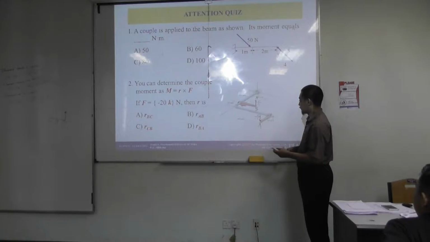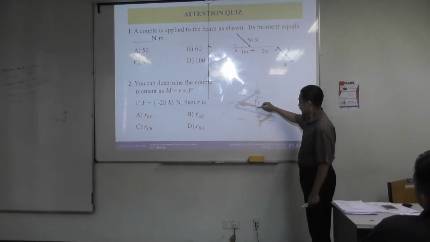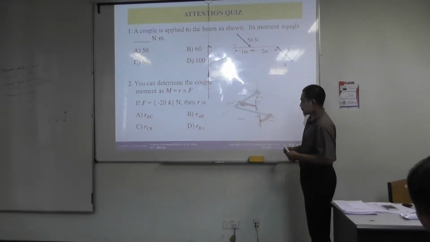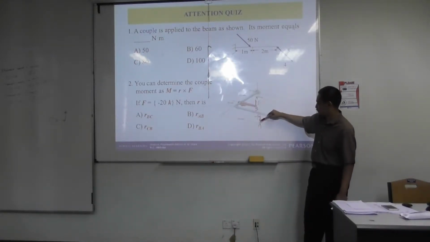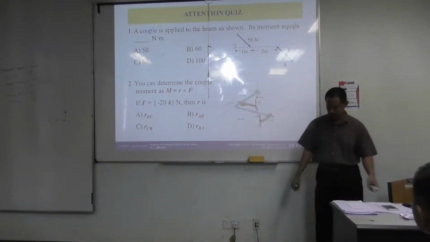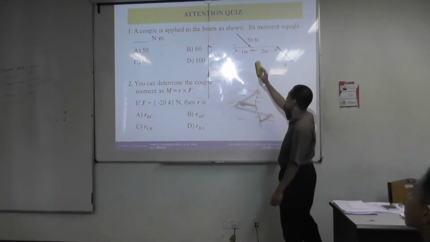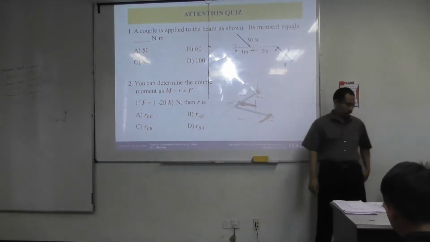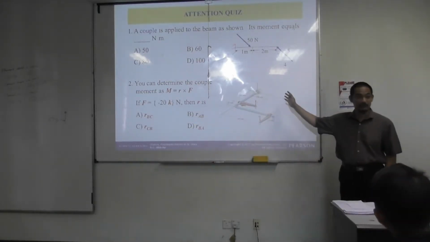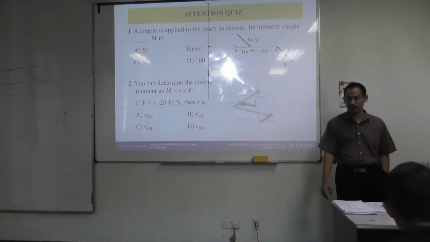BA. Why? Because the force is taking this one, right? So it should be R from here to here, and then F this one, right? So this is just to see whether you are basically paying attention in class. Attention please. So make sure you understand all of this. Any question? Anyone do not follow or do not understand anything?